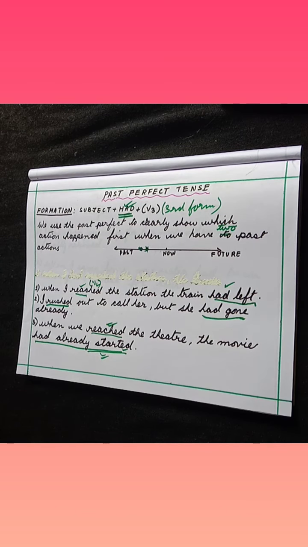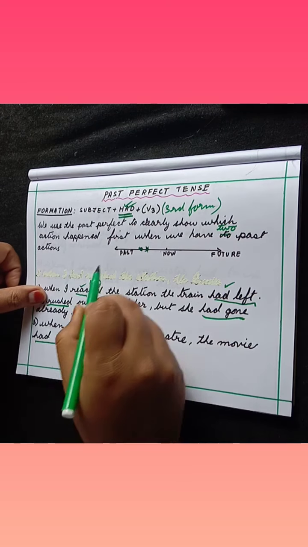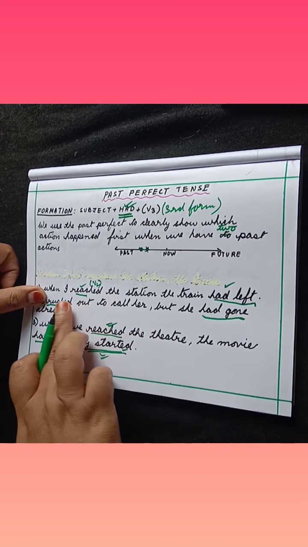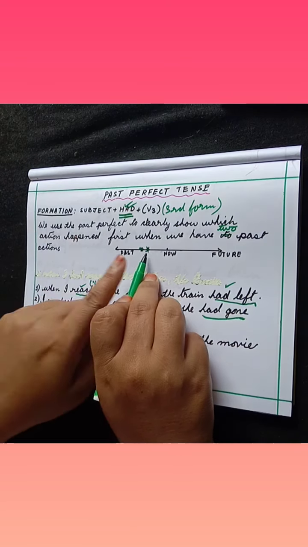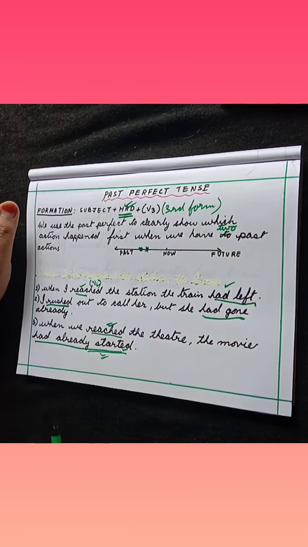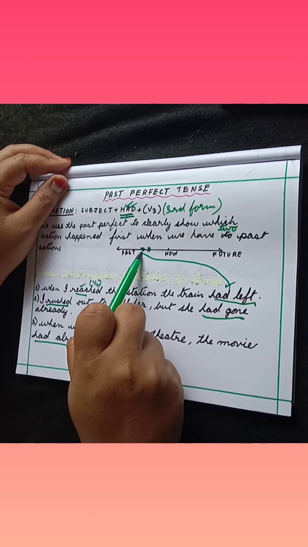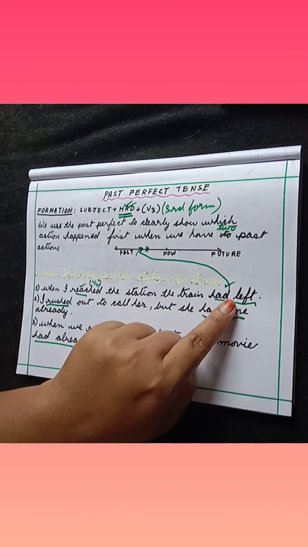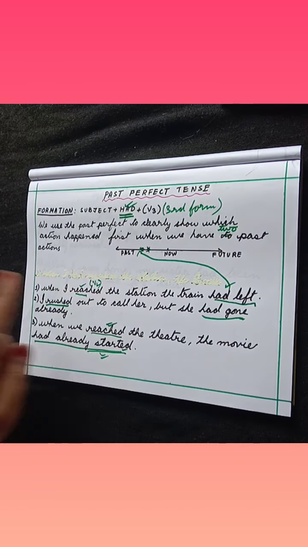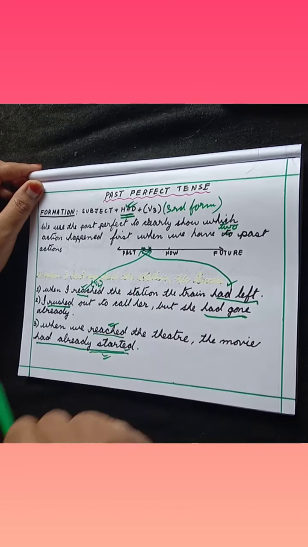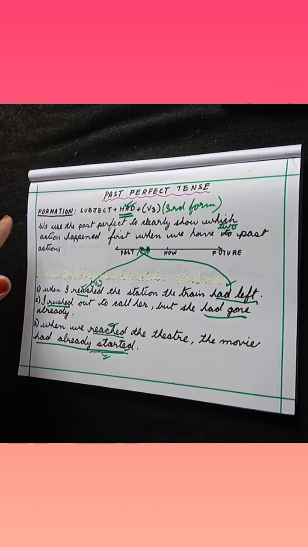Now let us compare these two actions and find out which action happened first. When I reached the station, I saw that the train was not there. The train had already left. So this action, the train already left, happened first. And after that, I reached the station. Yes, the train left already, and after that I reached the station.